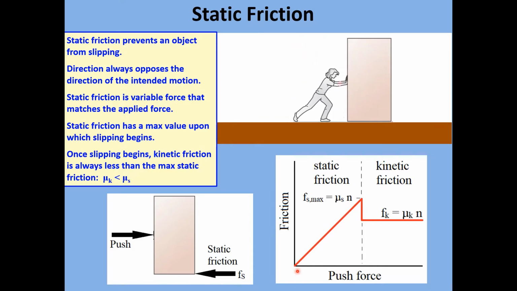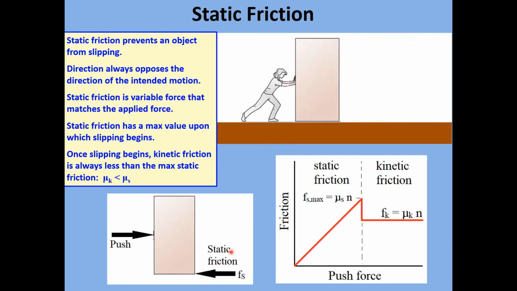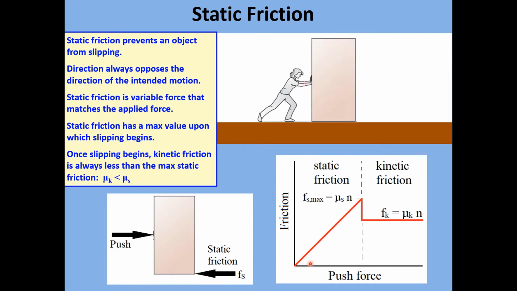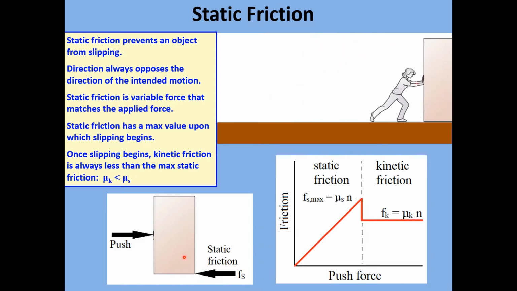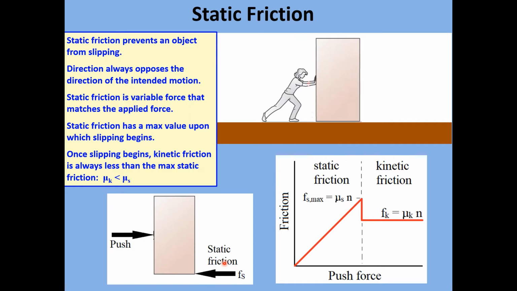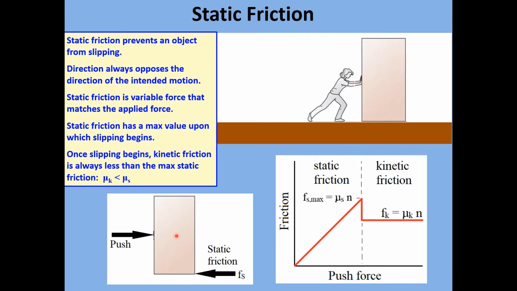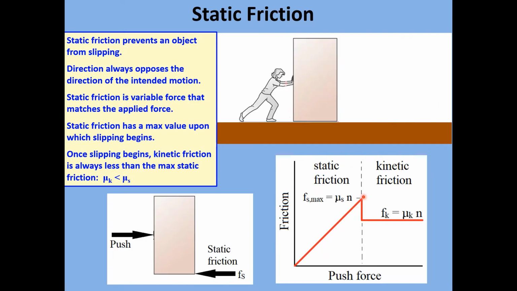So what does that mean? Well, if she pushes with 10 newtons of force, the static friction opposes her with 10 newtons of force. If she pushes with 20 newtons of force, let's say right here, the static friction then opposes her and pushes back with 20 newtons of force. Therefore, nothing happens. The object does not slip or slide until we get up to a maximum point here.